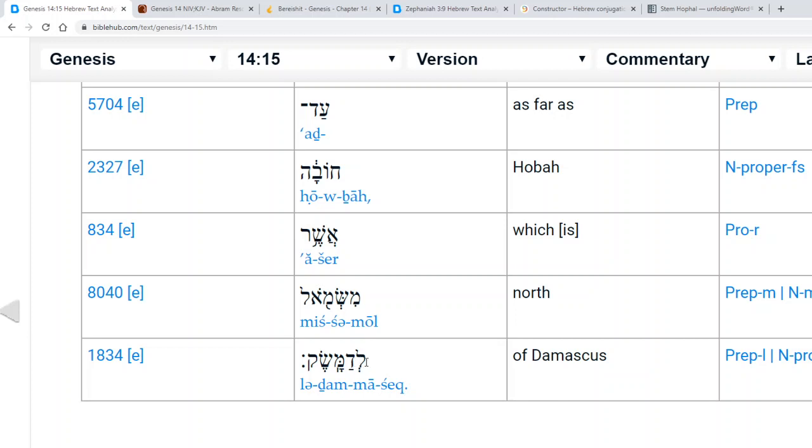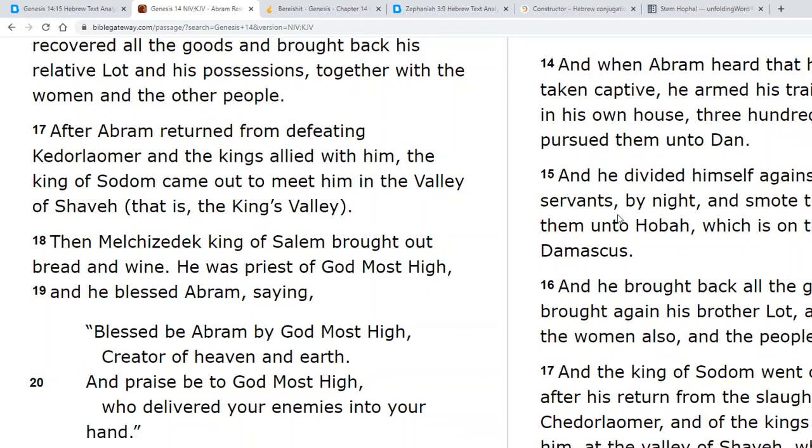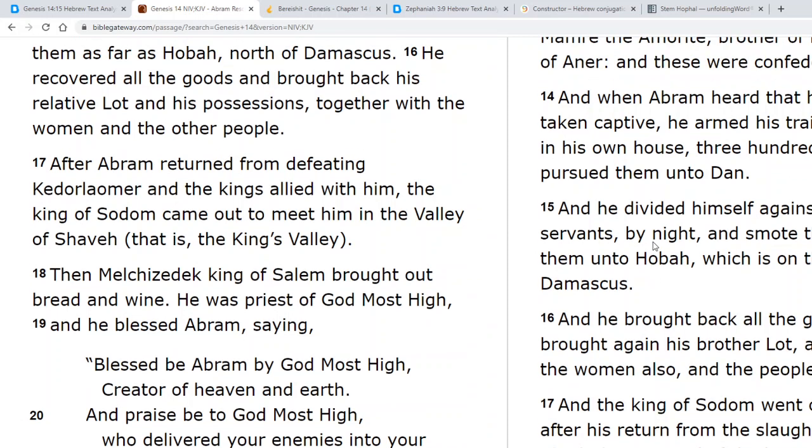Prepositional lamed, ledamasek, to Damascus, right? Prepositional lamed and Damascus is the place. Okay, let's see how King James does verse 15. And he divided himself against them, he and his servants, by night, and he smote them, and he pursued them unto Hova, which is on the left hand of Damascus.